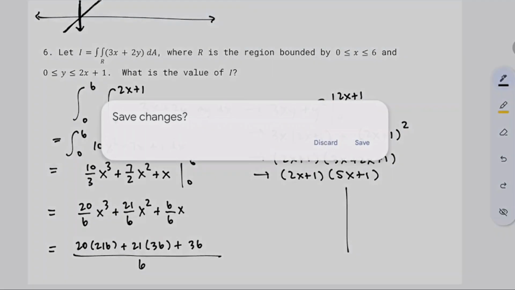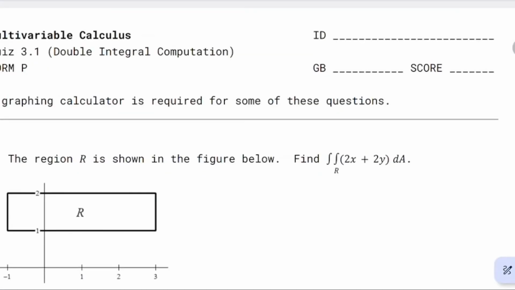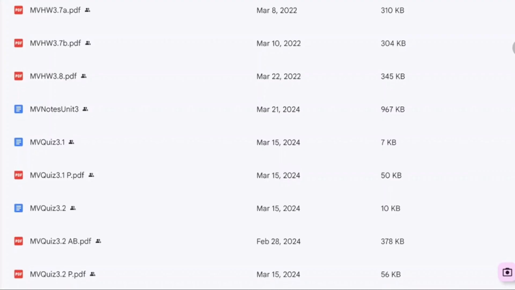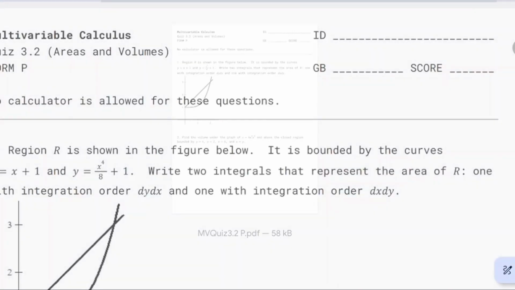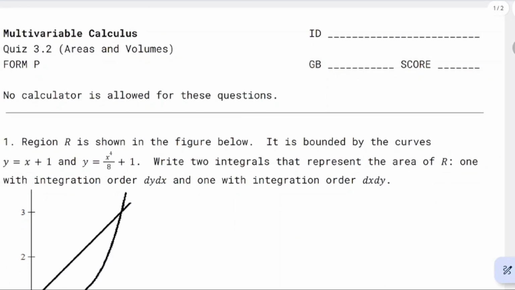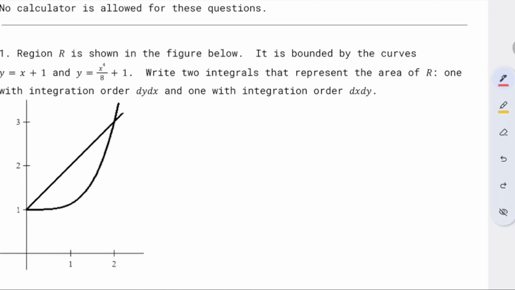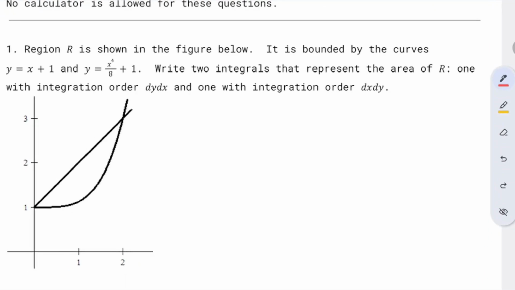I'm just going to go back to, now we're going to discard those changes and go to quiz 3.2. Just go through all of these. Ask to mark this thing up, and all right, bounded by the curves. What is 3.2 even?